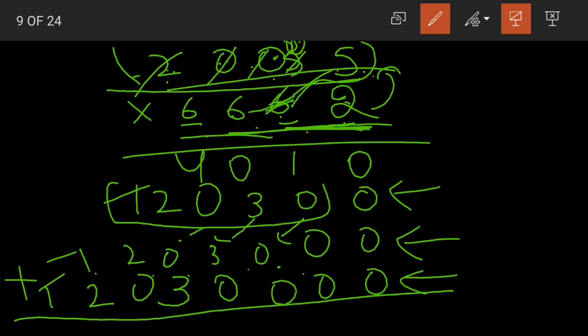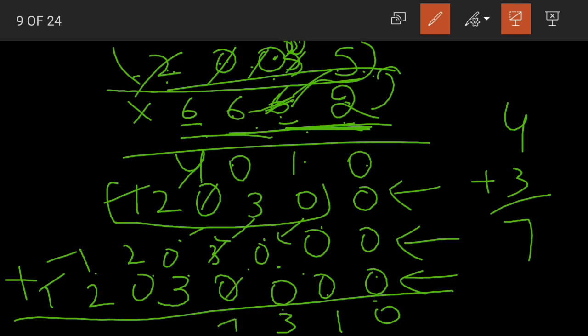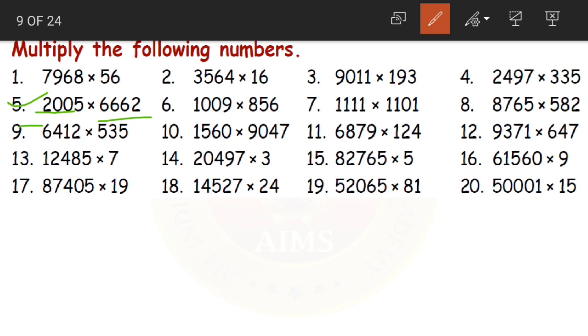Now let us add our partial products. All zeros, so the sum will also be 0. 1 plus zeros 1. Now 0 plus 3 is 3. 4 plus 0 is 4. 4 plus 3 is 7. 7 plus 0 is again 7. 2 plus 0 is 2. 2 plus 3 is equal to 5. So 5 here. 1 plus 2 is 3. 3 plus 0 is again 3. Now 1 plus 2 is 3 and lastly 1 here. What is the final answer? 1 crore 33 lakhs 57,310. Yes children, that was for question number 5.